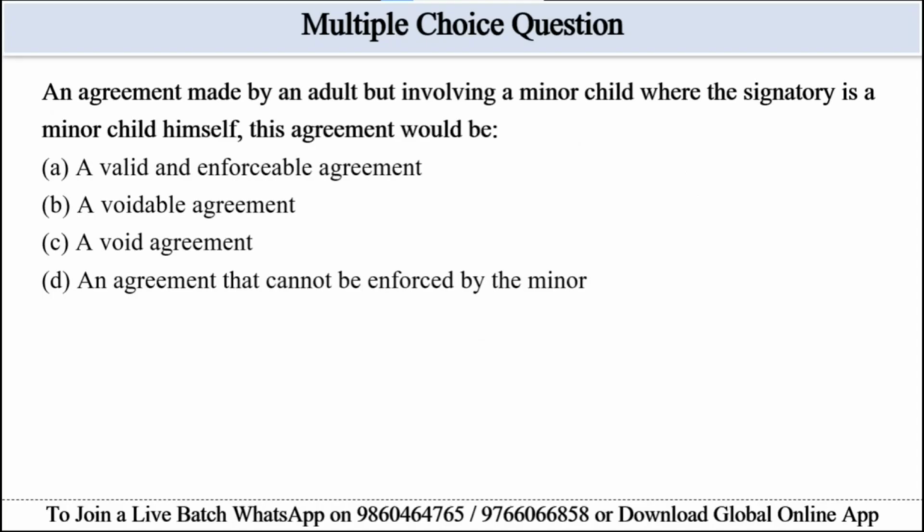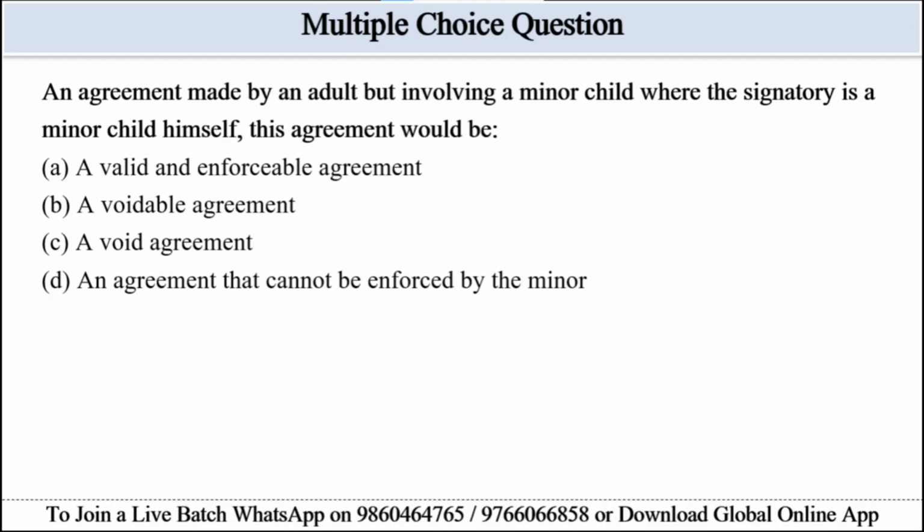Minors cannot contract validly. Similarly, in case of option B, voidable agreement, it is possible, as a minor's contract can be voidable. Option D, an agreement that cannot be enforced, is possible, but the question asks the nature of the agreement. So the best answer will be option C, a void agreement, because generally minors' agreements are invalid or void, making this the most suitable choice. So option C will be the correct answer here.